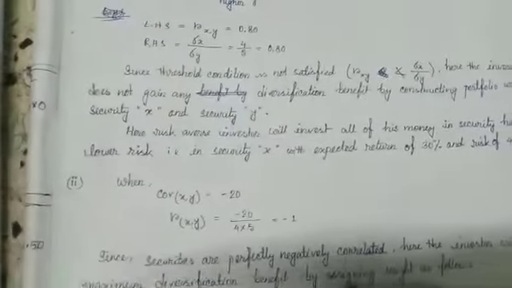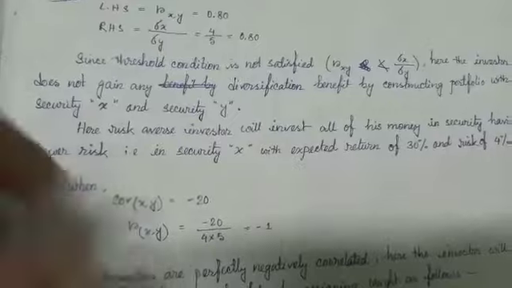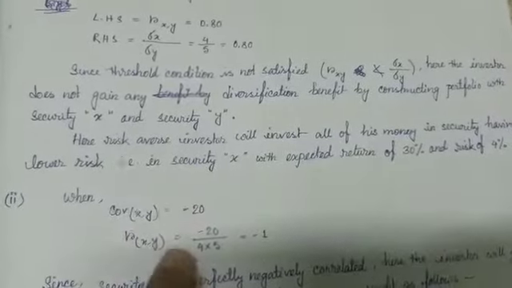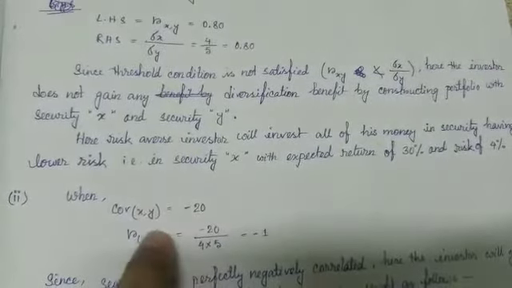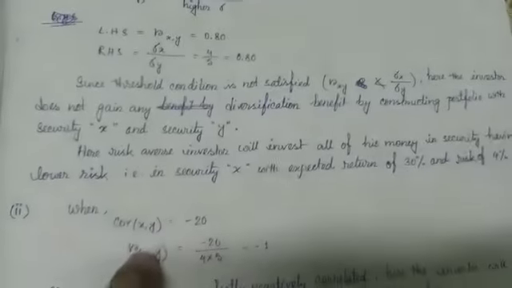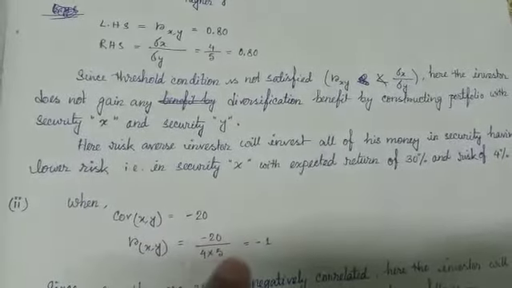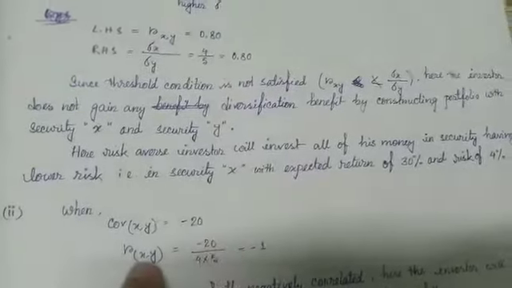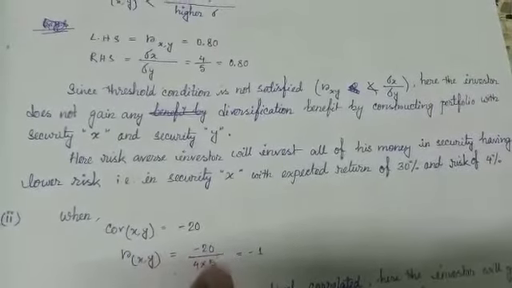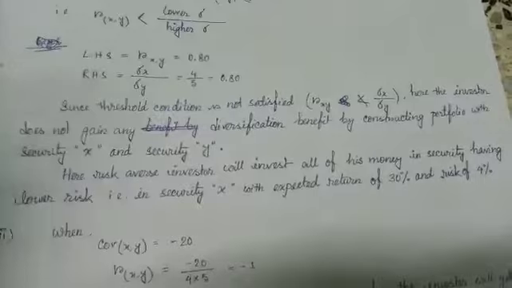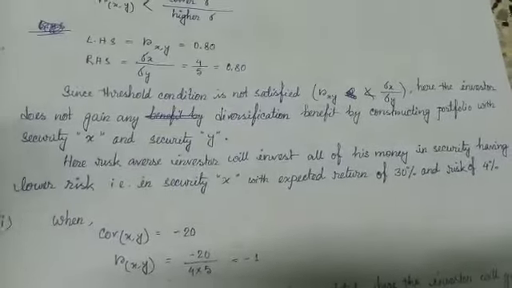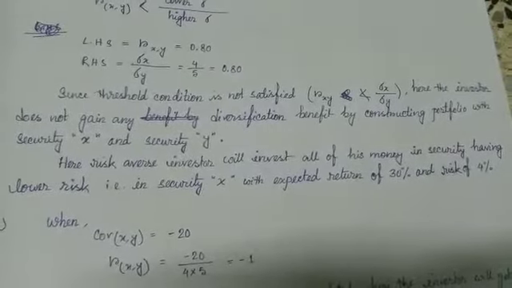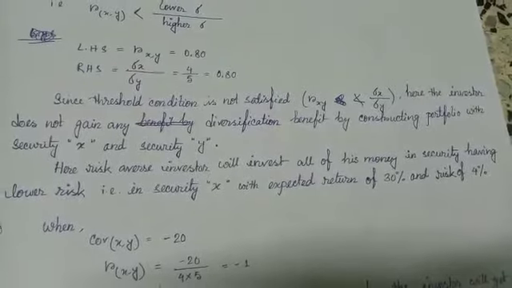Now the second question was: what will happen if the covariance between security X and Y is minus 20? Since covariance is minus 20, the correlation coefficient, which is calculated by applying the formula cov xy divided by sigma x into sigma y, comes to minus 1. Since the correlation coefficient is minus 1, security X and security Y are perfectly negatively correlated, and when two securities are perfectly negatively correlated, investors will gain the maximum diversification benefit.